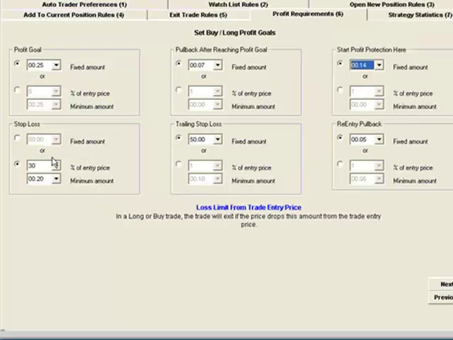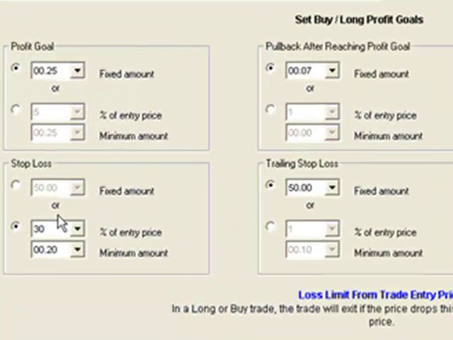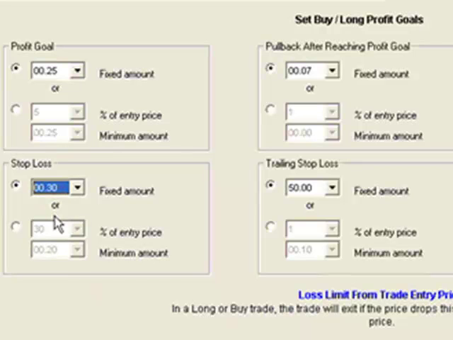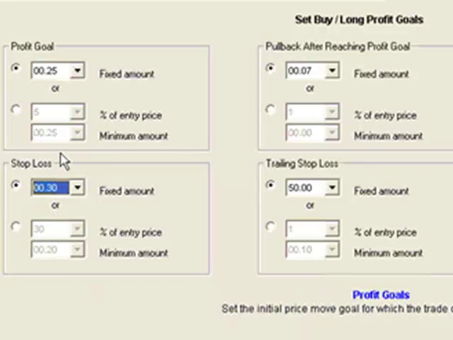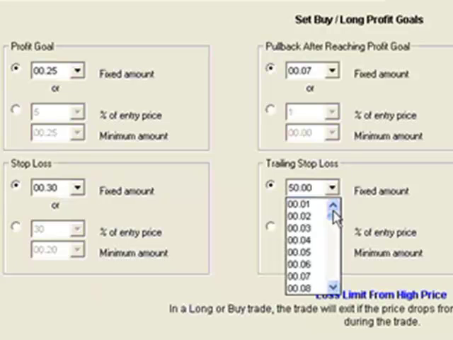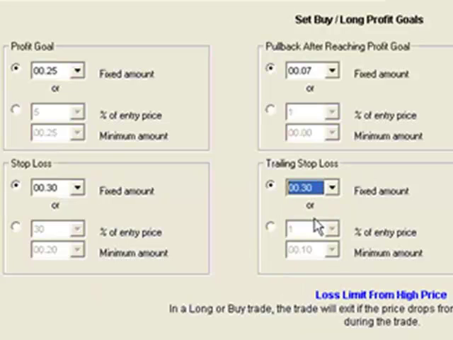Then you have your traditional stop loss. A stop loss kicks in if the price declines this much based on your entry price. So if the stock completely reverses, let's say we put 30 cents in here for a stop loss. A 30-cent stop loss says that if I bought the stock at $1 and it goes to 70 cents, take me out.